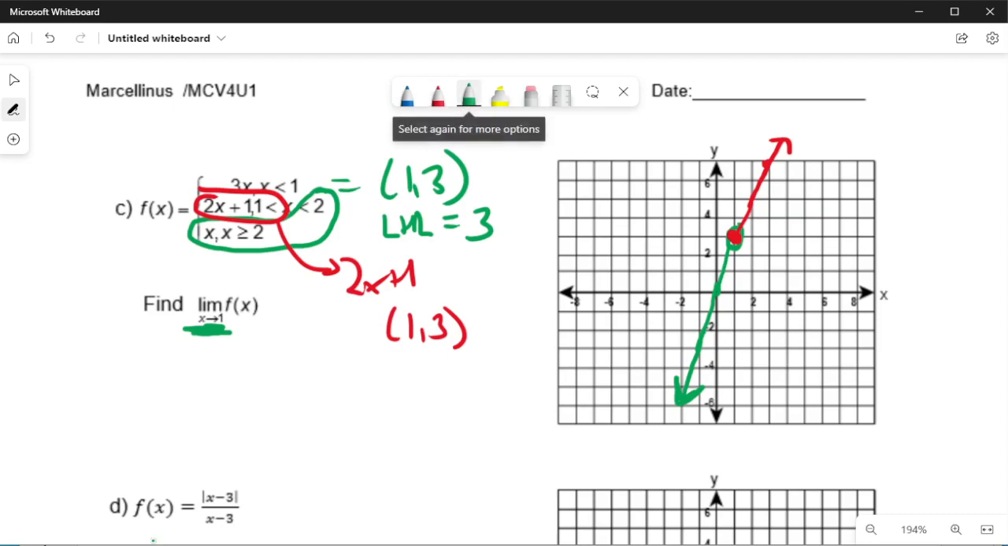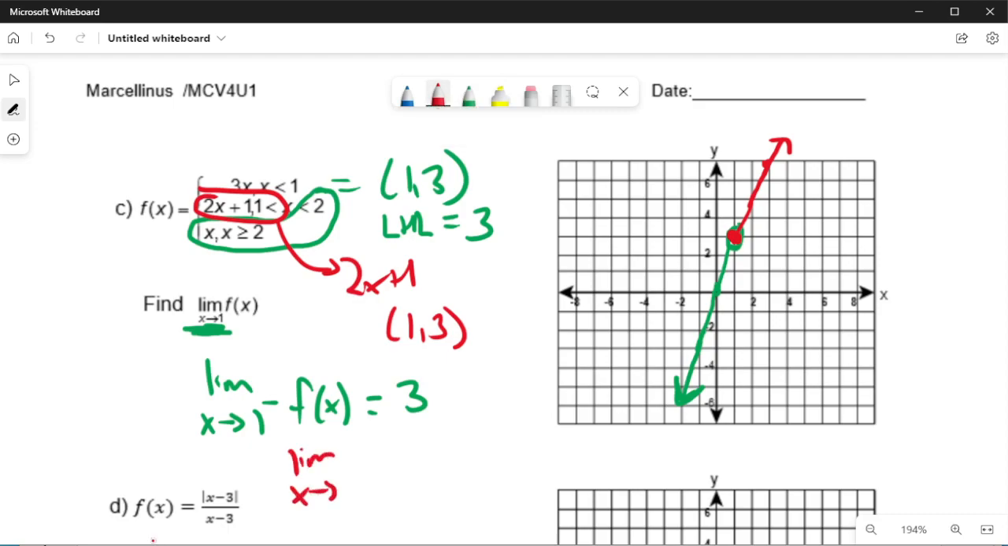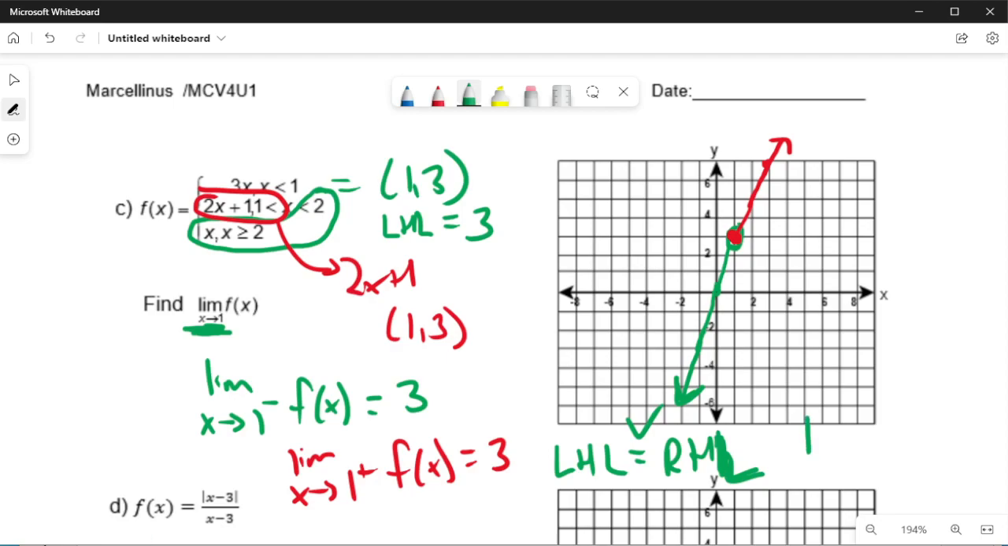Let's write it out just to get the practice. Limit as x approaches 1 from the left of f of x is equal to 3. Okay? Limit as x approaches 1 from the right of f of x equals 3. And then I can say LHL equals RHL, right? Which is my test, and therefore the limit as x approaches 1 of f of x is equal to 3. And both sides agree that 3 is in fact correct.